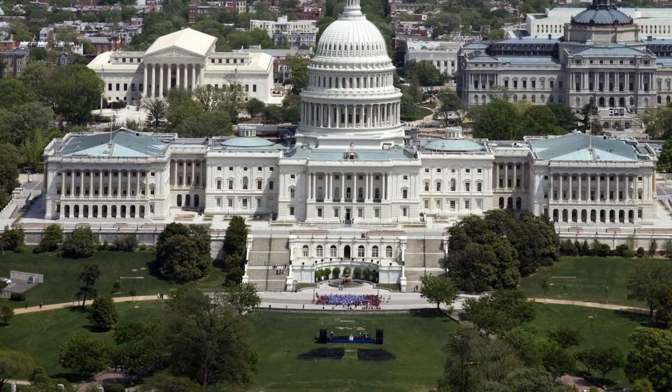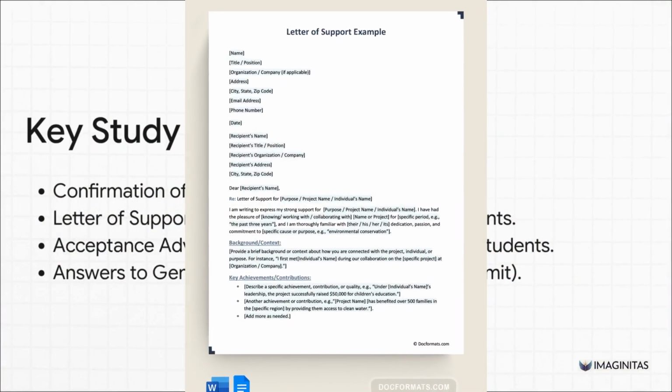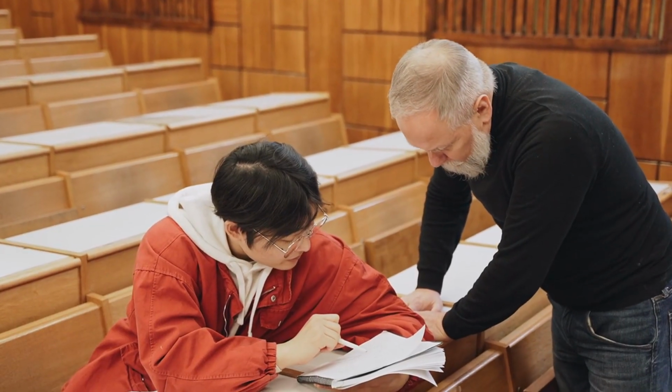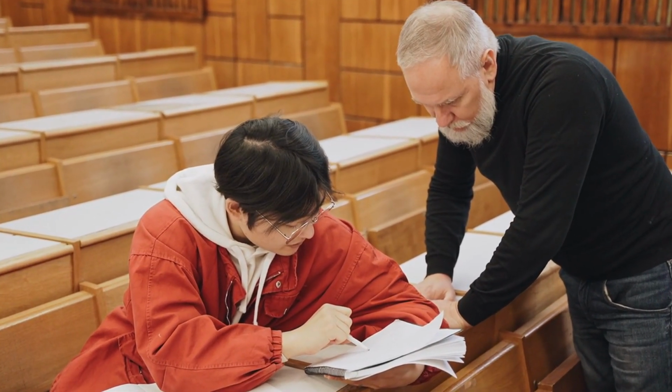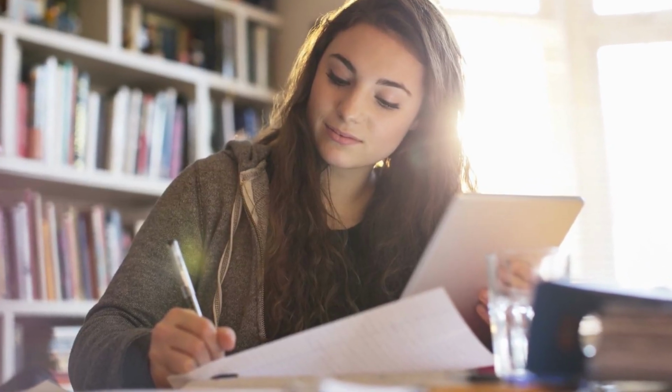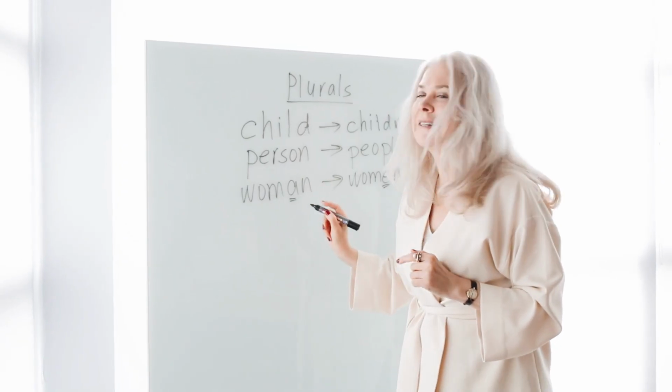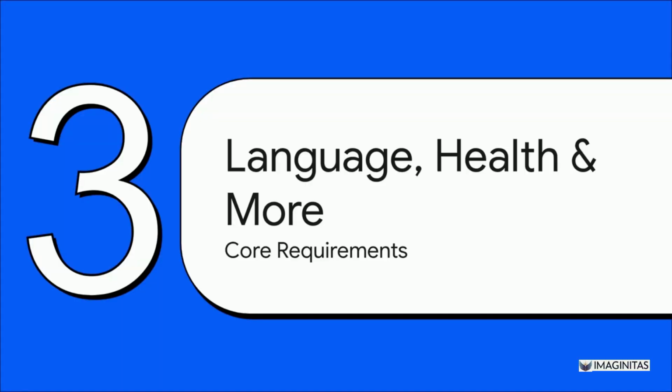Now, if you're lucky enough to be sponsored by your government, you'll also need a letter of support. And for every single applicant, you have to answer the genuine student questions in the application. This is your moment to really shine and clearly explain your study plans. All right, next on the list are a couple of big ones that everyone has to deal with: your English language skills and your health insurance. These are total deal breakers, so let's get them right.